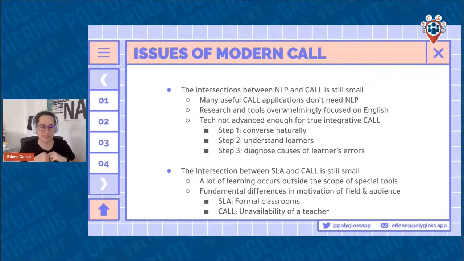The second problem is that there are fundamental differences in the motivation of the research and the audience of the linguistics field that deals with language learning and the computer science field that deals with creating language learning applications. Because one of them is very teacher and pedagogy and education and formal classroom oriented, right? The audience of that research is a teacher who is consuming that research and uses the advancement in the science of language learning to create better learning materials for their students.